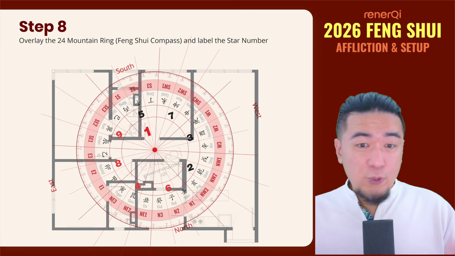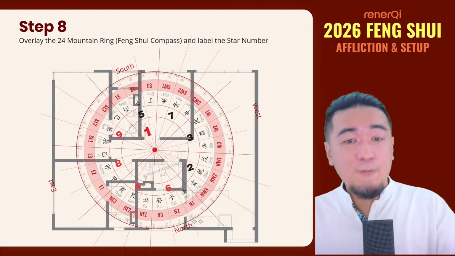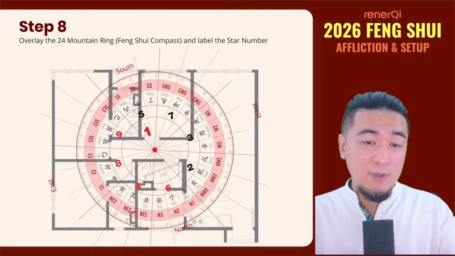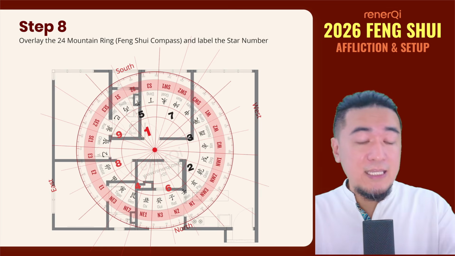I would suggest you print it out. Don't be so cheapskate, just print it out. Put it in your house so that every time you can find out the annual afflictions, at least you know which sector is affected.